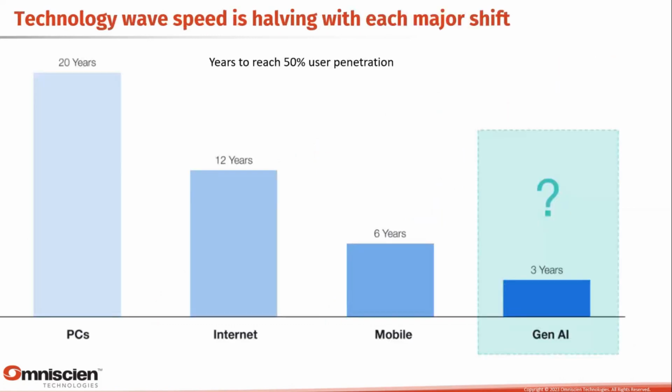If you look at it from another perspective, PCs took 20 years to get 50% user penetration. The internet took 12 years. Mobile phones took 6 years. Generative AI, probably 3 years or less. It's literally halving each time for these major technological changes. And let me be very clear here. This is as important to business as the internet itself has been, as mobile phones have been. It is changing the way business and people operate.